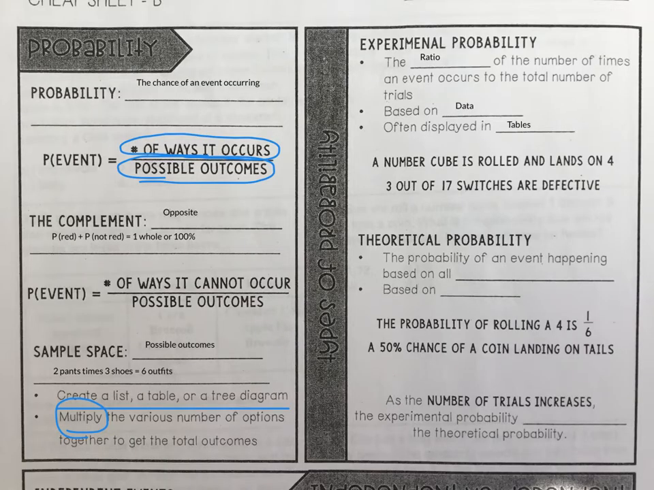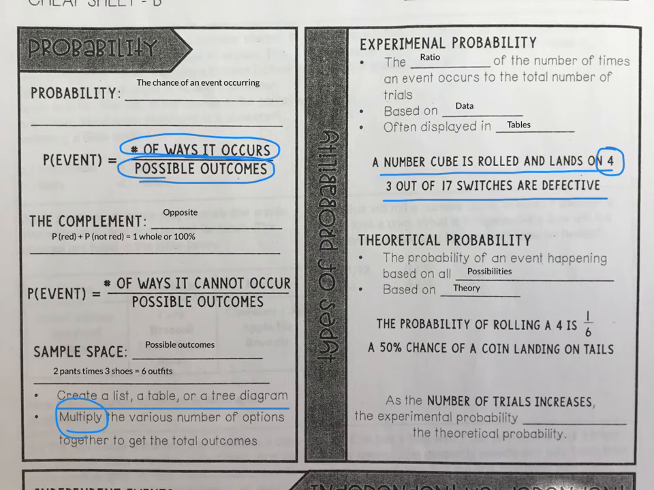So if we were to roll a dice or a number cube and it lands on 4, we could report how many times that happened. Or if we were testing out, you can see here like light switches, 3 out of 17, that would be an actual experiment. Theoretical probability, though, is based on all the possibilities. So I wouldn't necessarily have to use a real dice or a real spinner to get that. It is based on theory.